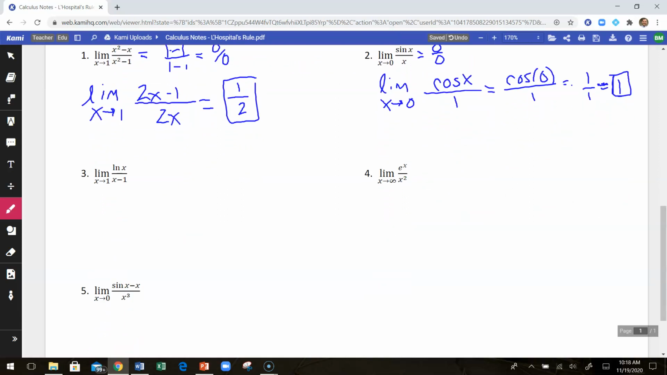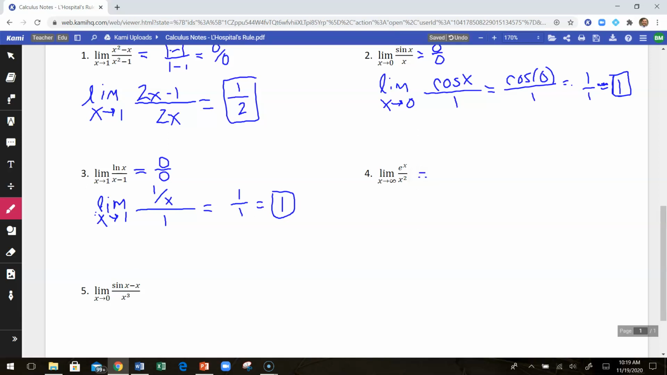For the limit as x approaches 1, the natural log of 1 is 0, and 1 minus 1 on the bottom is 0 again. So I can use L'Hopital's rule, since I get 0 over 0. I get the limit as x approaches 1. The derivative of the natural log of x is 1 over x, and on the bottom, the derivative of x minus 1 is just going to be 1. Now if I plug in 1, I get 1 divided by 1 on top, which is 1. On the bottom, I get 1. So the answer to my limit is 1.